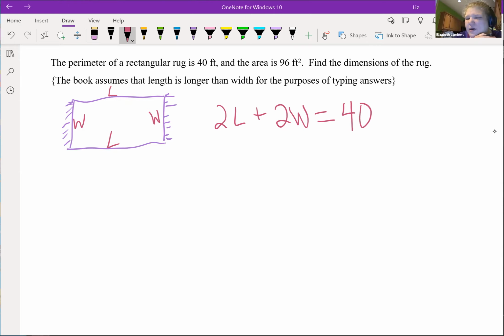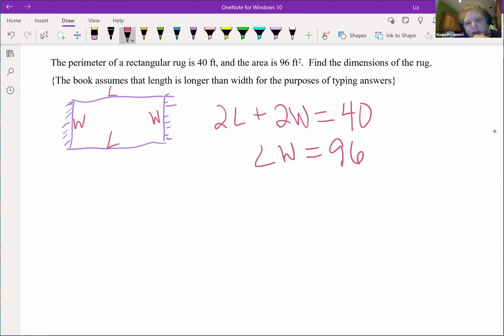Now our other piece of information, the area is 96 feet squared. How do I find area? Well, I know how to find area, length times width. So now we have length times width is equal to 96. We have 2 equations and 2 unknowns. This is enough to solve and get a numeric answer. Might get more than one, but we can do it. Little ugly though.